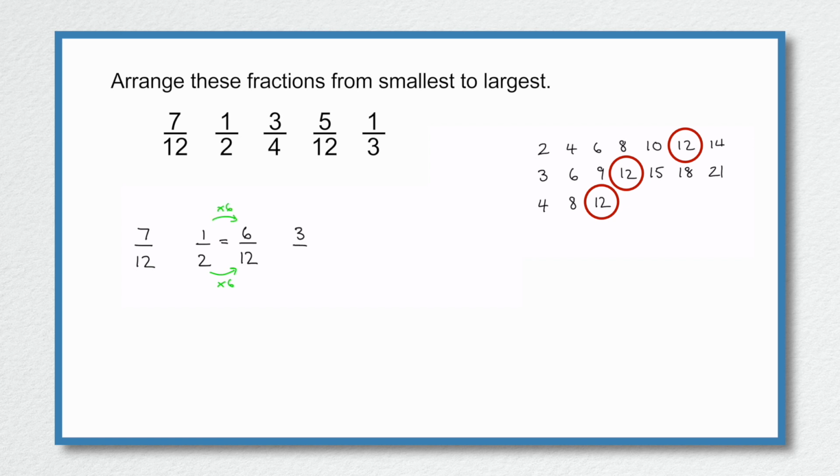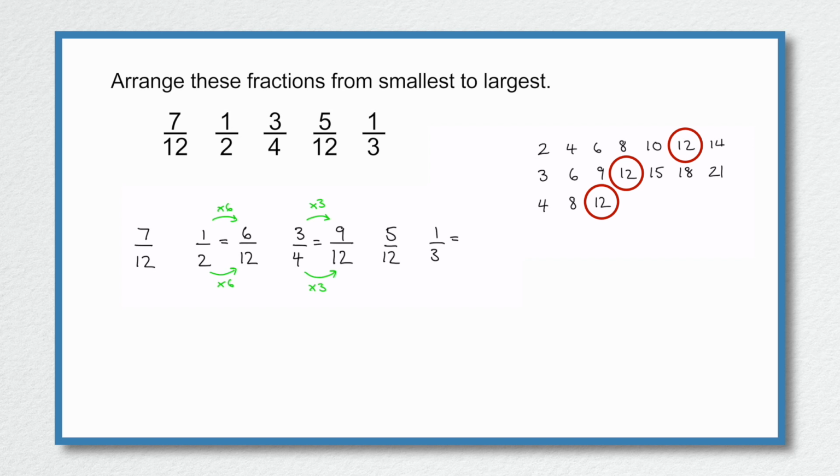So we have 6 over 12. For 3/4, well, 4 multiplied by 3 is equal to 12. I therefore have to multiply the numerator by 3 as well. So 3 multiplied by 3 is equal to 9. So 3/4 is equal to 9/12.